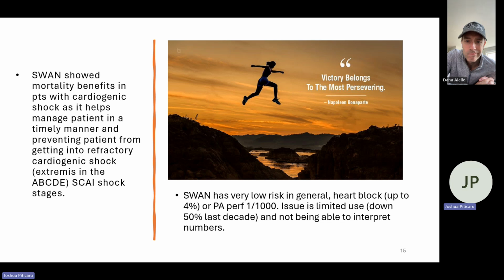The issue with the SWAN is a limited use, right? So in the last decade, it's down 50%. So it's not going up with the use of the SWAN. It's going down. And that's why a lot of people are not comfortable using a SWAN, because it's hard to interpret the numbers. If you don't know how to interpret the numbers, it's hard to use it. You're just going to deal with the complication of the SWAN, but not with the benefit of it, right?